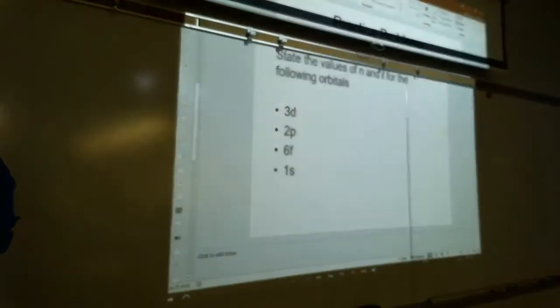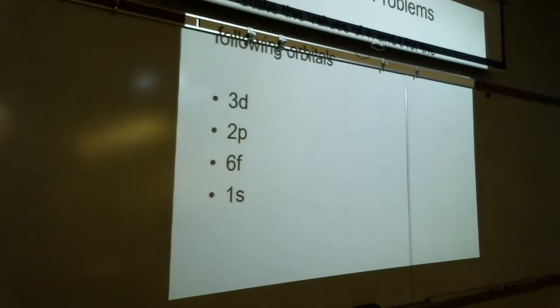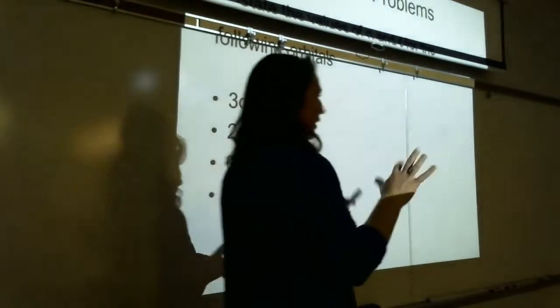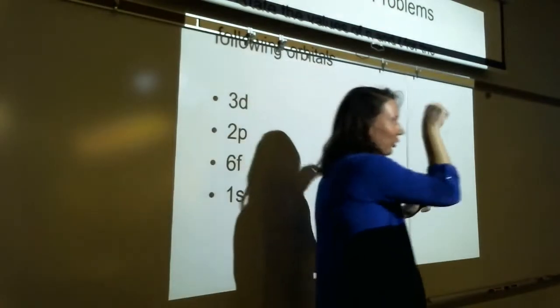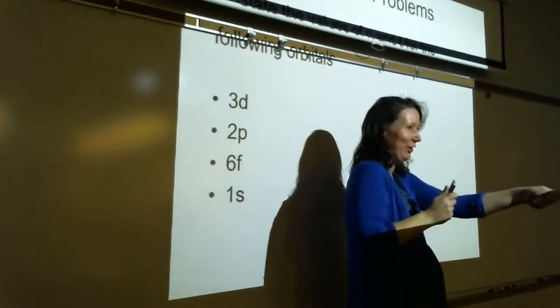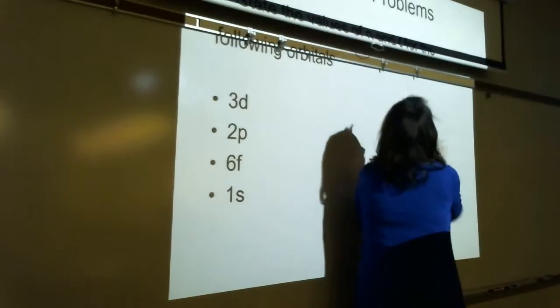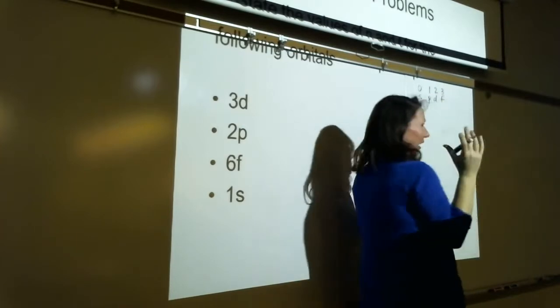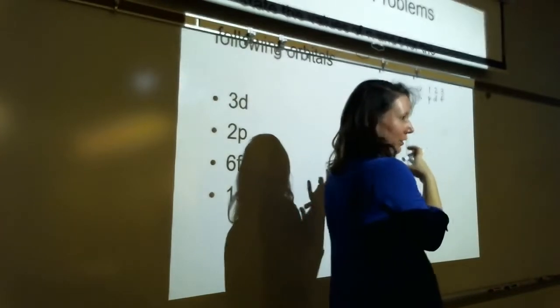All right, let's go over these. State the values of N and L for the following orbitals. So this is something I see students write on the corner of their test. As soon as I hand them their test, they start writing this on the top corner, right? 0, 1, 2, 3, S, P, D, F, right? Because that's kind of a condensed version of that table that we just drew a second ago.